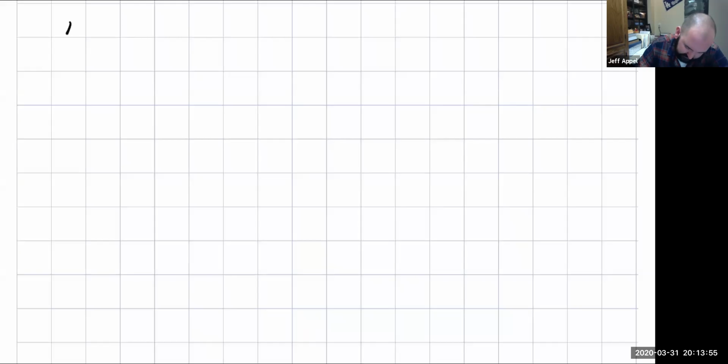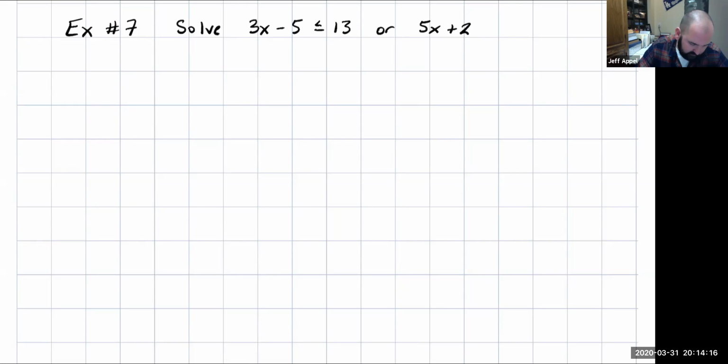So this is example 7. On this example, it says to solve, and we're solving 3x minus 5 is less than or equal to 13, or 5x plus 2 is greater than negative 3. All right, so I'm paying careful attention. I'm being a good student. I know the word in between is or, so I know when I get to the end of this thing, I'm looking for everything, right? No restrictions on my solution.